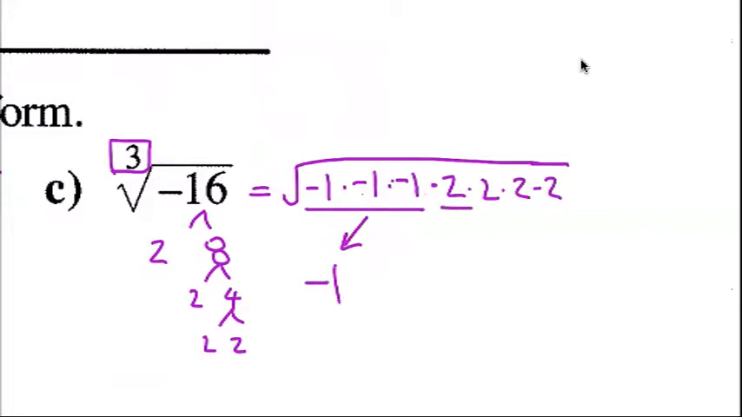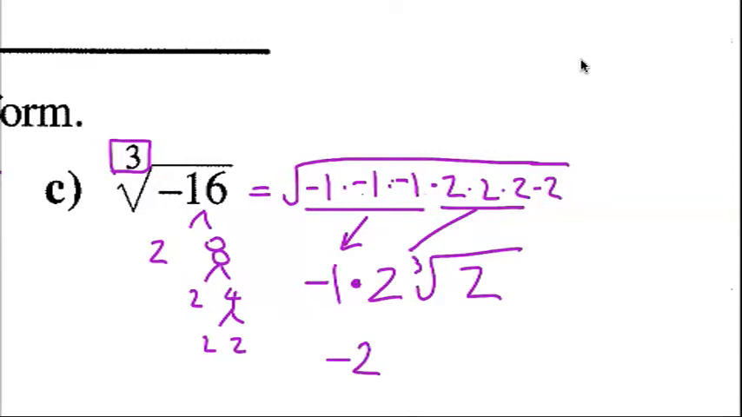Here's a group of 3. This 2 is going to come out. I'm left with a 2 on the inside. That's a 3. I multiply these together. Negative 1 times 2 is negative 2. Cube root, 2.